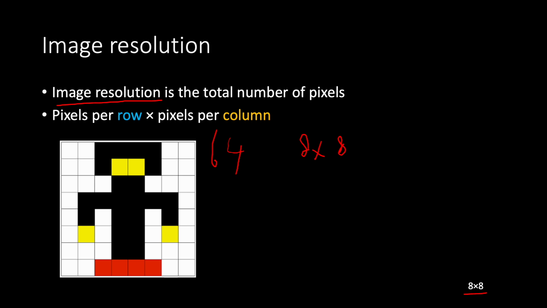is. So if we have more pixels per row and more pixels per column, that will make the image more clear. Or we can say an image has a better resolution. So in this slide we introduce a new concept called image resolution. It's the total number of pixels, which is usually represented by pixels per row times pixels per column.